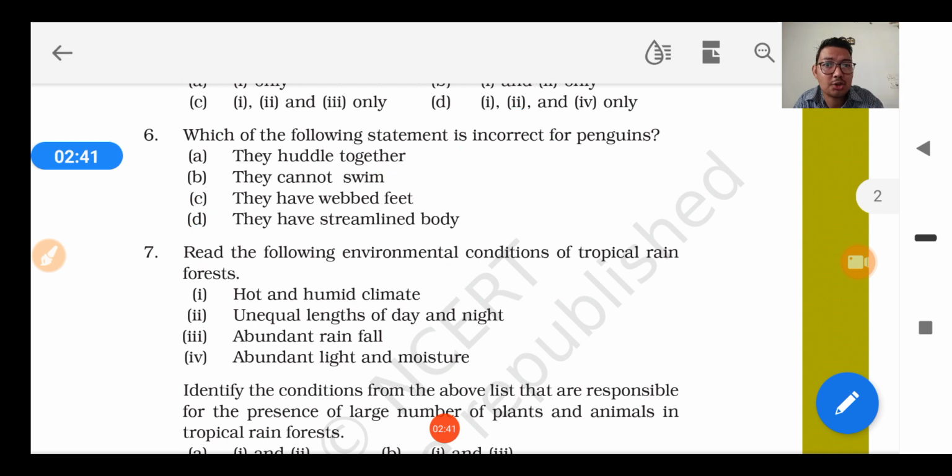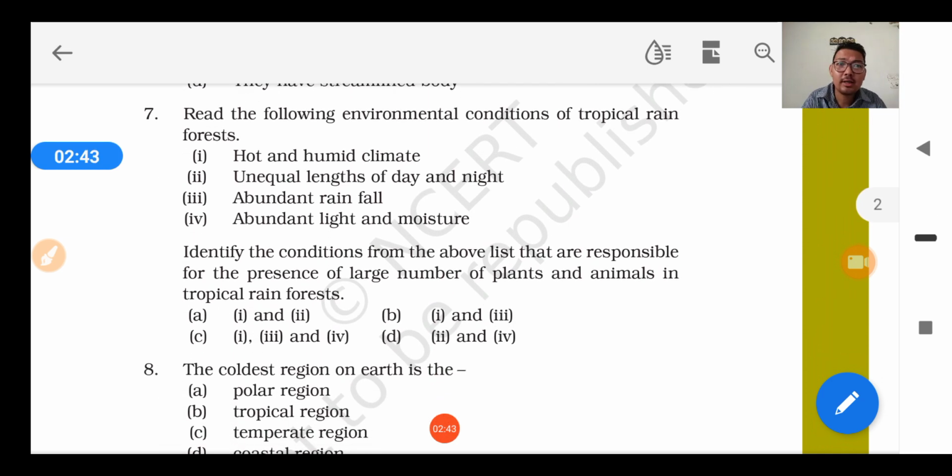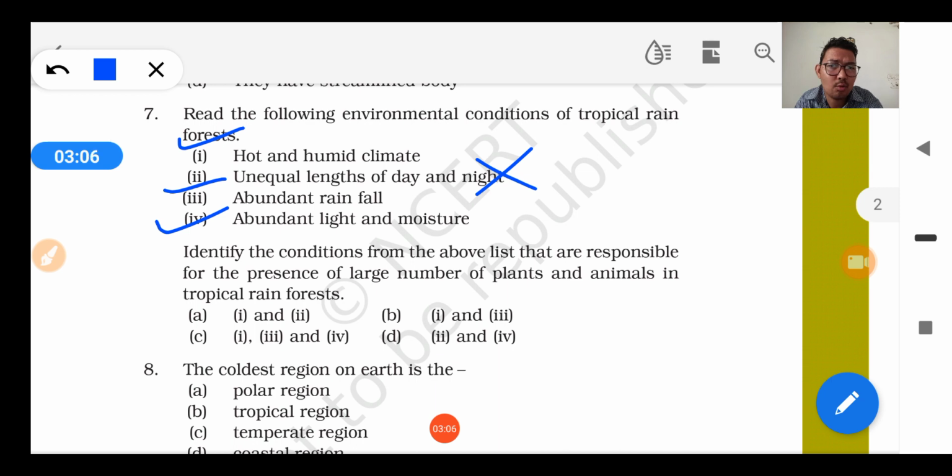And now coming to question number 7. Read the following environmental conditions of the tropical rainforest. Hot and humid climate, yes. Abundant rainfall, yes. Abundant light and moisture, this is also correct. But unequal length of day and night, dear students, let me tell you that in the tropical rainforest the length of day and night is equal. So your options 1, 3 and 4 are correct, so your option number C is the correct answer.